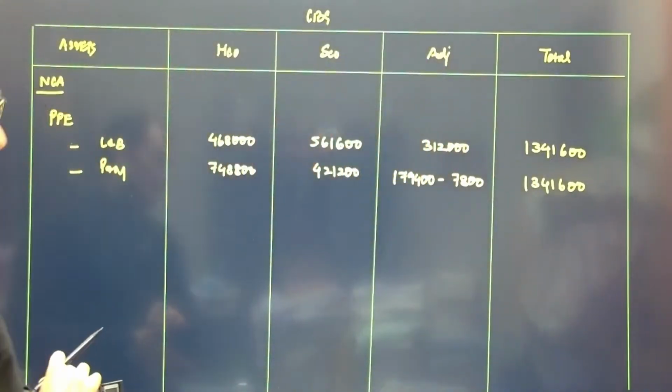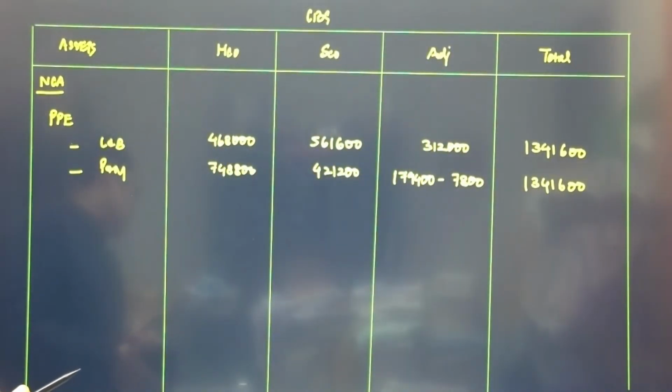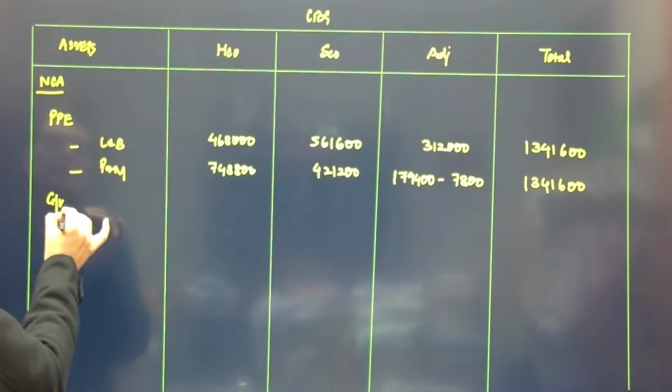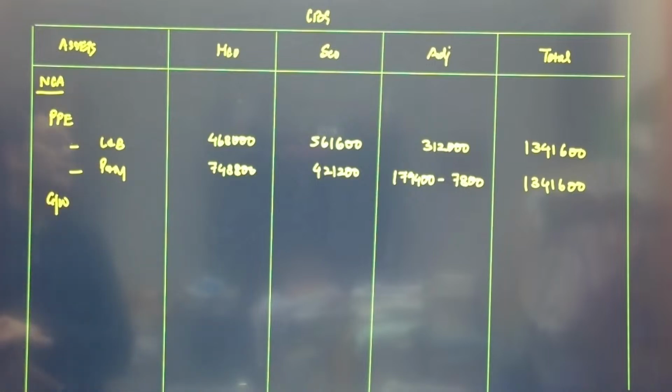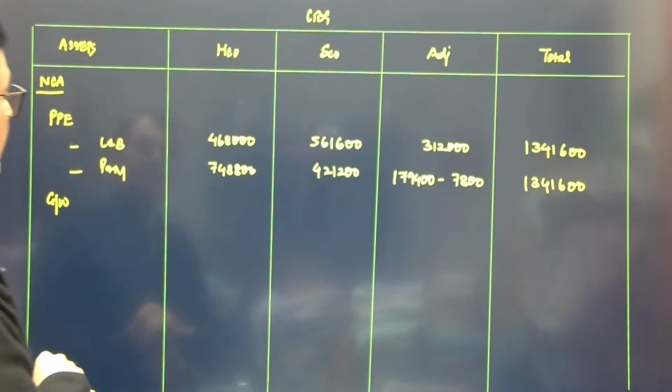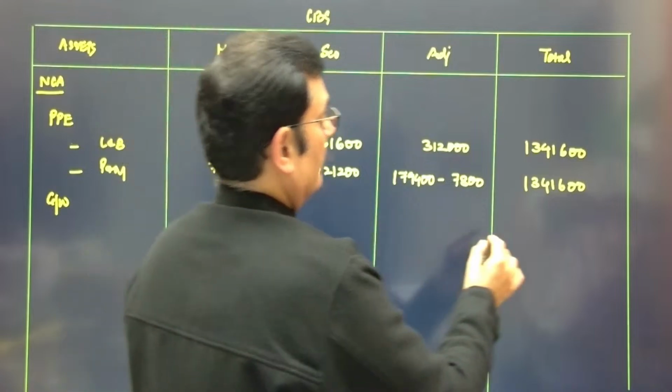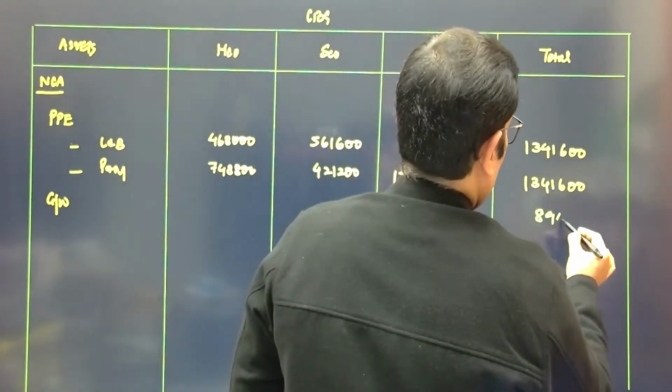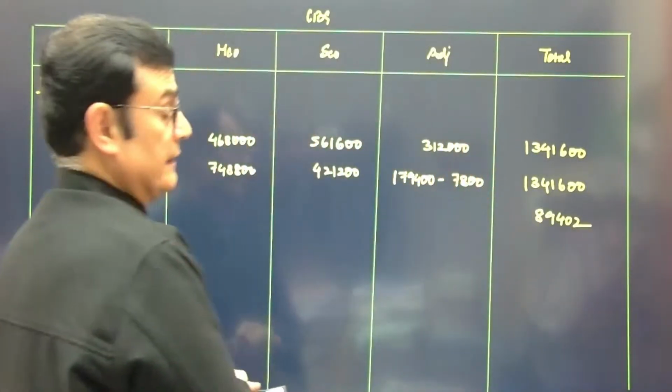Correct. Okay, the next item in the balance sheet is investments. That won't be taken, but I think we calculated a goodwill. So there was a goodwill on step number 5. What was the goodwill? 89,402. 89,402 was the goodwill. Great.